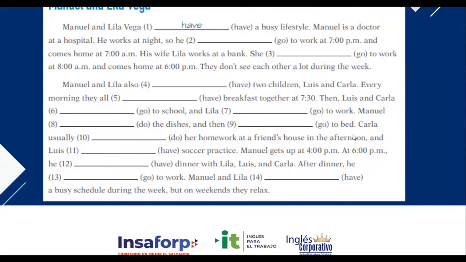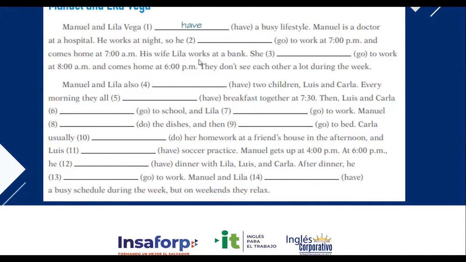What about this one? We are going to do it with all of you. We are talking about Manuel and Lila Vega. In this case, we are using have. Manuel and Lila Vega have a busy lifestyle. Manuel is a doctor. He works at a hospital. He works at night. So he, what about this? Goes. He goes to work at 7 p.m. and comes home at 7 a.m.